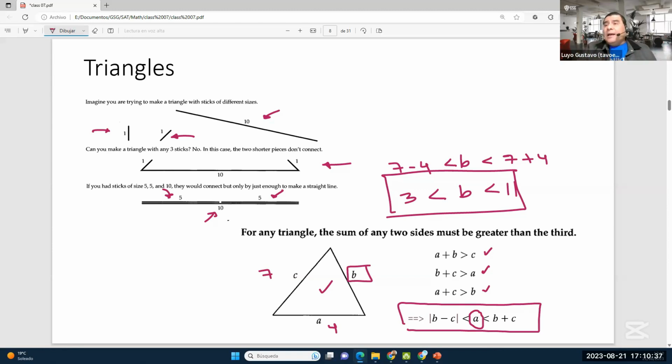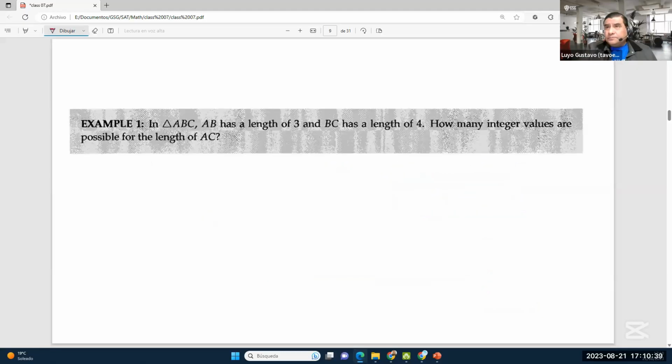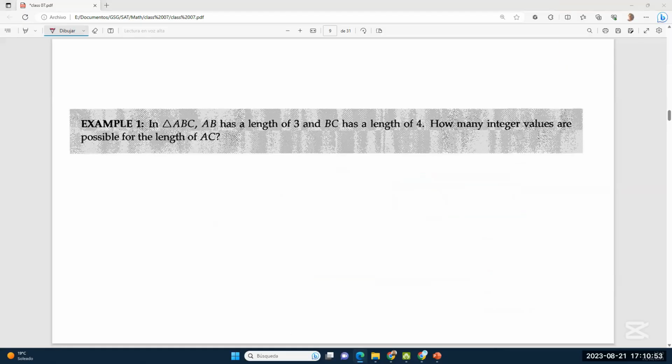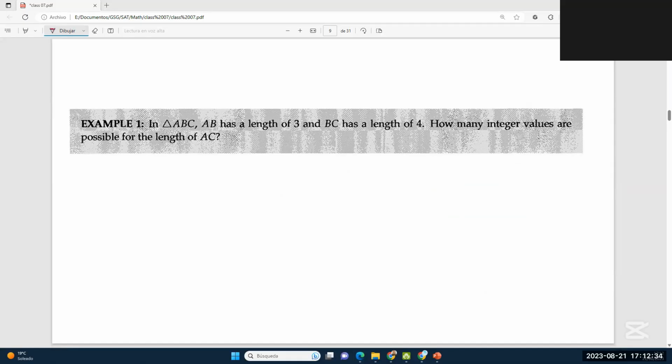Let's see a sample question here. In triangle ABC, AB has a length of 3 and BC has a length of 4. How many integer values are possible for the length of AC? Okay, you can try. Okay, so what's the answer?